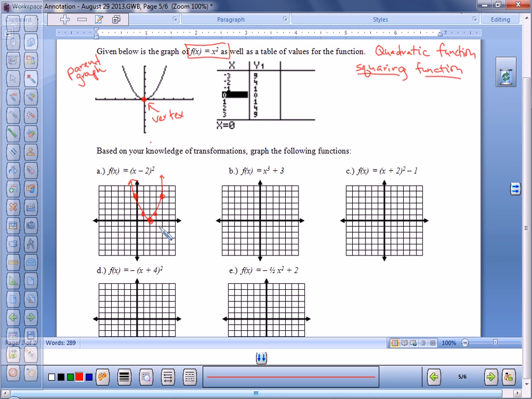What happens to the vertex on B? Where is it shifted? Up 3 units. 1, 2, 3. So now this is my starting point.